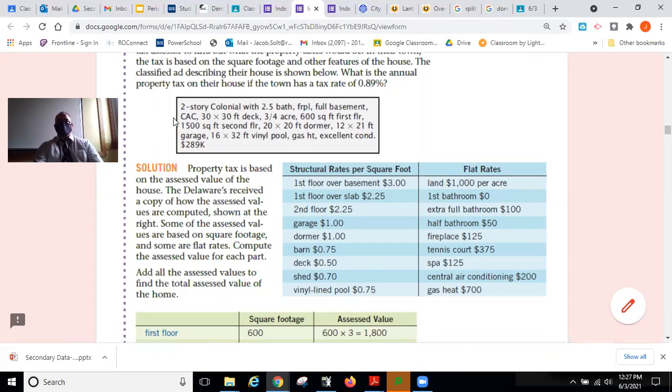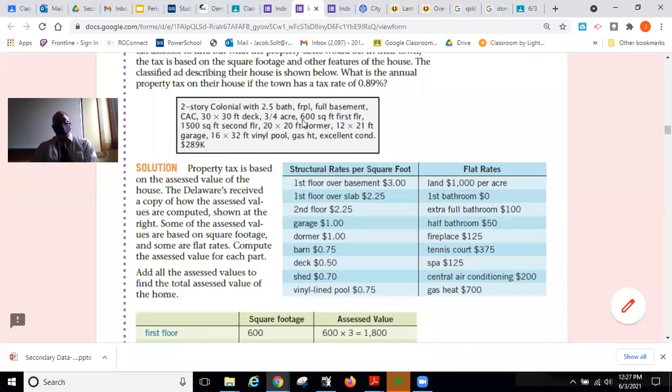Let's see, CAC. I still don't know what CAC is. I'll have to look that up later. 30 by 30 foot deck. That's a really nice deck they've got on this house. That's 900 square feet of deck. This house is on 3/4 of an acre. An acre is about 200 feet by 200 feet, if you imagine what that would be. They have a 600 square foot first floor.